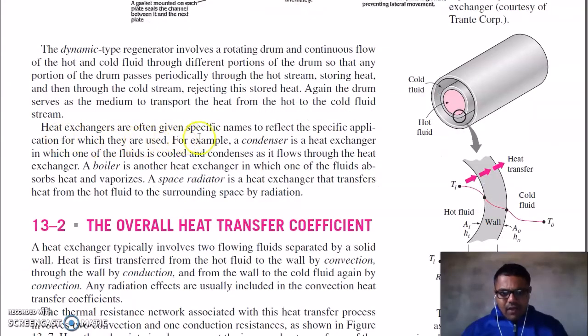Heat exchangers are often given specific names to reflect the specific application for which they are used. For example, a condenser is a heat exchanger in which one of the fluids is cooled and condensed as it flows through the heat exchanger. A boiler is another heat exchanger in which one of the fluids absorbs heat and vaporizes. A space radiator is a heat exchanger that transfers heat from the hot fluid to surrounding space by radiation.